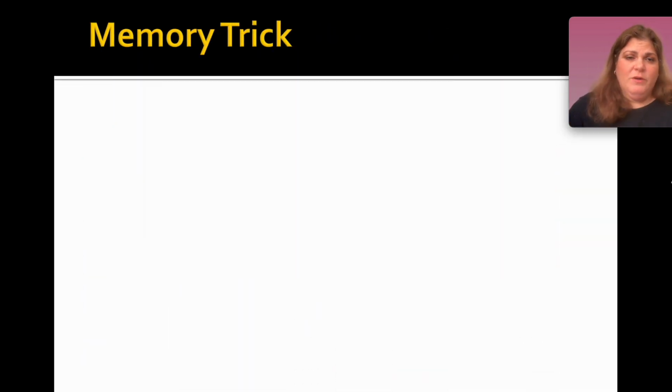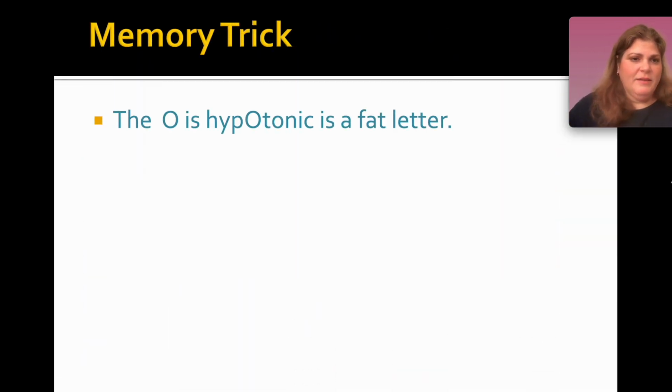Again, I have a memory trick for it. Again, it's not a fantastic memory trick, but I always think of that hypo has an O in the middle of it. So I think that O gets like a big plumped up fat letter. So hypo, the cell is going to get plump and fat.